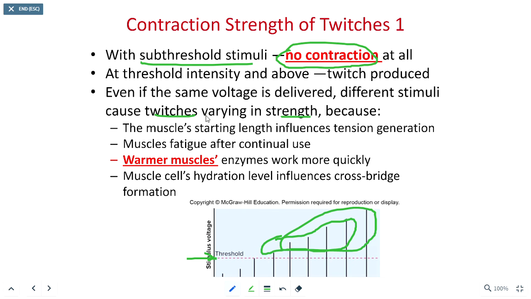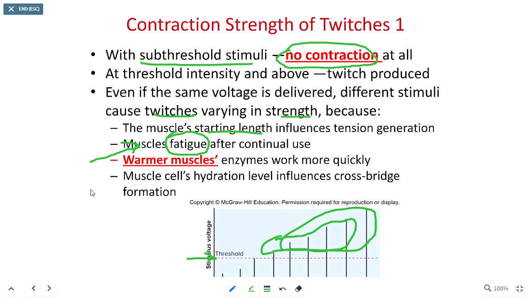One of the things is the muscle starting length. Is the muscle fully extended? Is the muscle fully contracted? Or is it partially contracted? Another factor is going to be fatigue. What is the metabolic state of the muscle? Is there a lot of oxygen present on the inside of the muscle? Or is there a high or low ATP concentration?